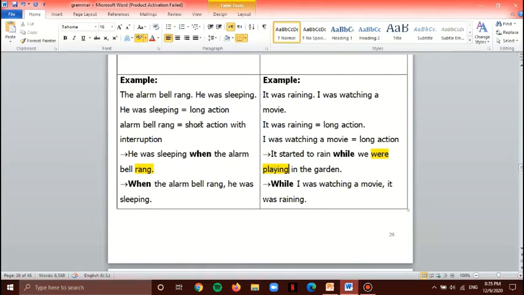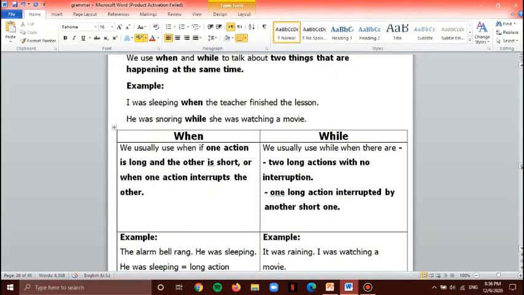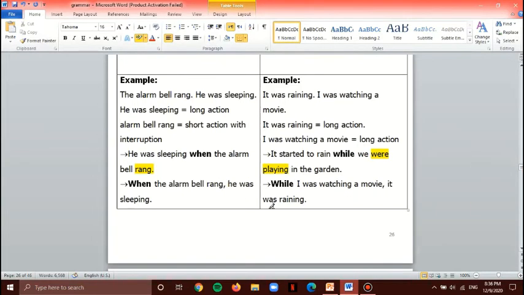Fine. So like we said here, I use when I'm talking about one short action and one long action, and the short action interrupts the long action. Okay, he was sleeping when the alarm bell rang. So the alarm bell rang here, this is the short action, it interrupted the long action, he was sleeping. To make it easier for myself also, when always comes before the past simple, and the past simple means it's a short action. So when always comes before the past simple.